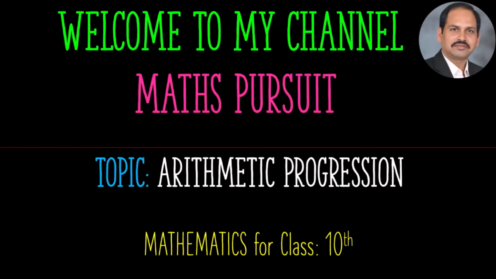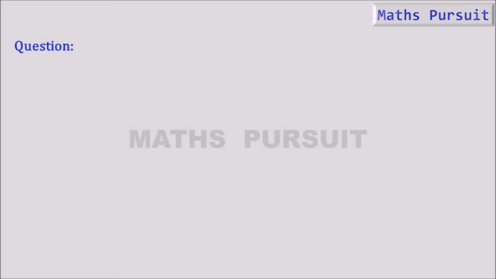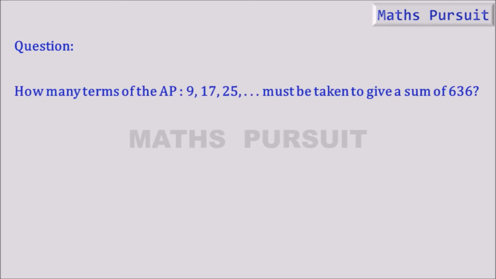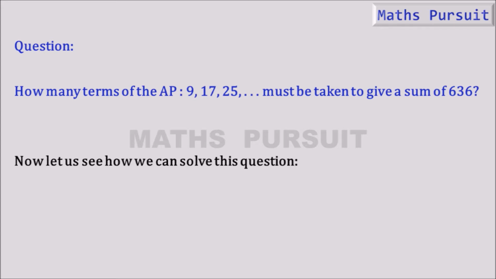Today we are going to look into exercise 5.3 question 4 from chapter 5 called arithmetic progression. So let's see what exactly we have in question number 4. It is given: how many terms of the AP 9, 17, 25 must be taken to give a sum of 636? Guys, this question looks pretty easy. Now let us see how we can solve this question.